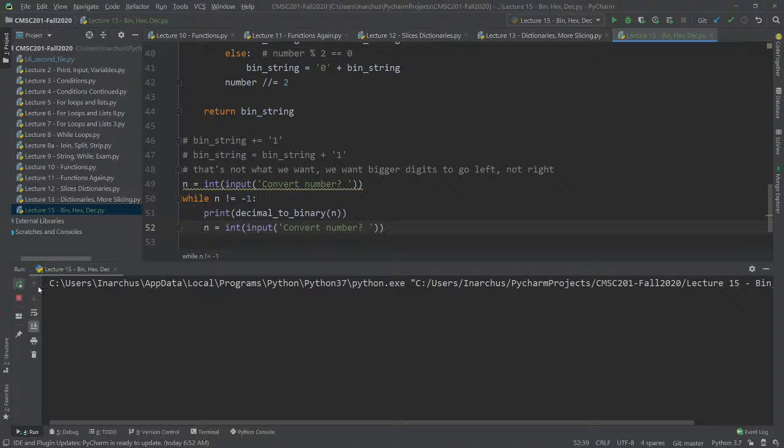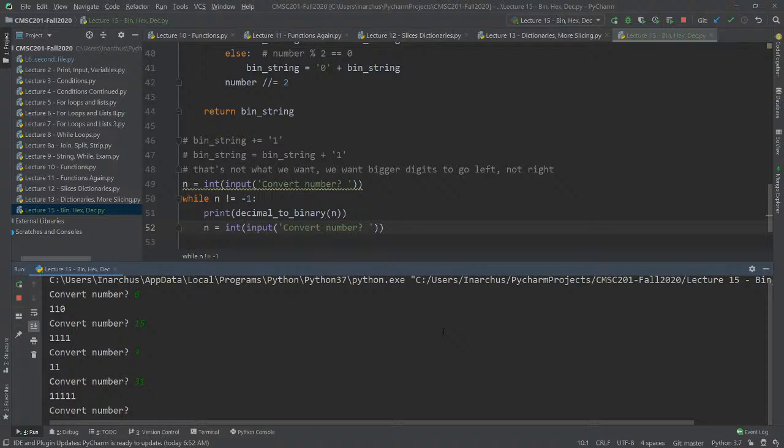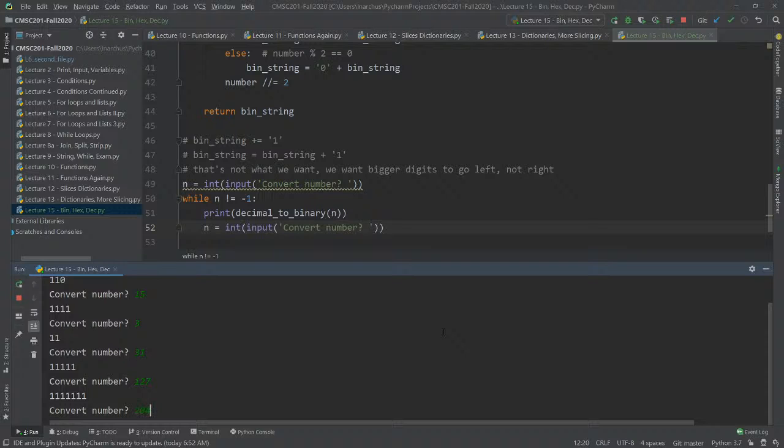So let's convert some numbers. Let's convert 6 again, just to double check. Let's convert 15. So 15 is 16 minus 1. And because 15 is 16 minus 1, it's going to be all 1s, right? It's going to be 4 1s. Same thing with 3. Same thing with like 31. Same thing with 127 or 2047, right? They're all just going to be 1s. So this is all correct.